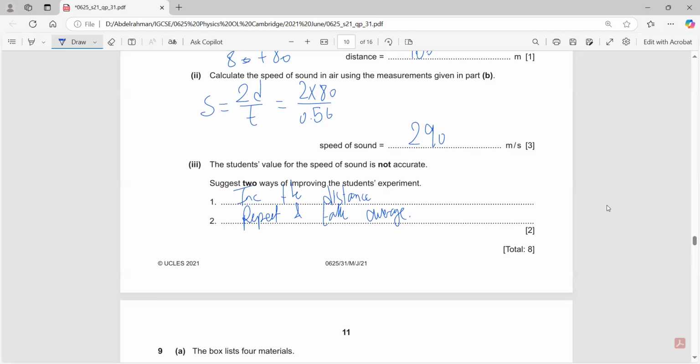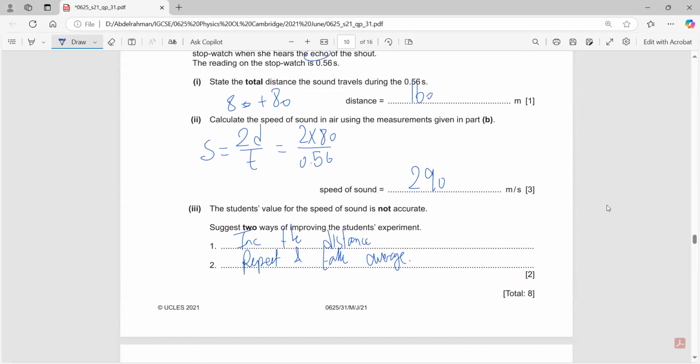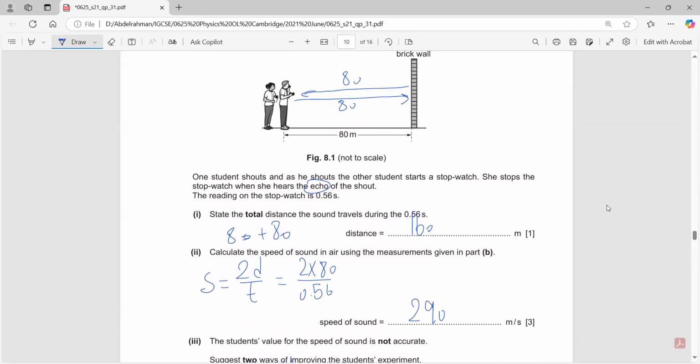Why should I increase the distance? Because 80 meters is quite short for the sound waves. The speed of sound is usually around 330, 340 meters per second, and we found that the speed is 290 meters per second, which is off by around 50 meters per second, which is a lot. So if we increase the distance, the time taken would increase.